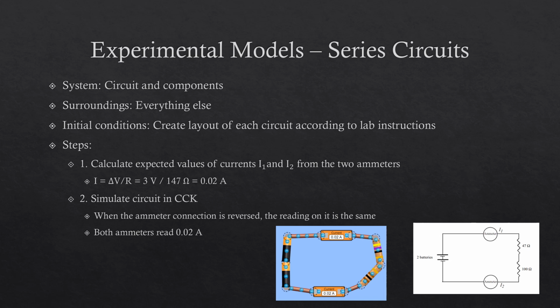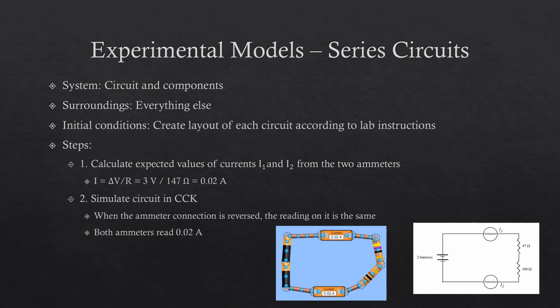For the first part of this experiment, the series circuit, I assumed the system to be the circuit and components, and the surroundings to be everything else. The initial conditions were to create a layout of each circuit according to the lab instructions. The system, surroundings, and initial conditions were the same throughout the entire experiment, but I'm only listing them here under the series circuit portion of the experiment.